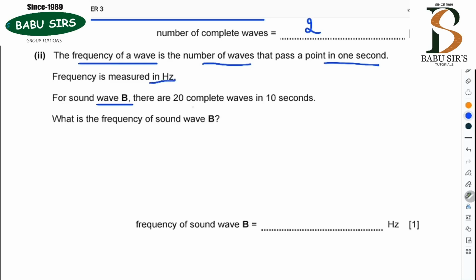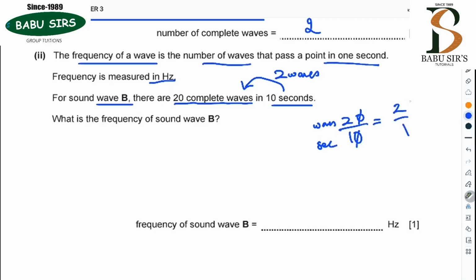For sound wave B, there are 20 waves in 10 seconds. So if there are 20 waves in 10 seconds, in 1 second there will be 2 waves. You can take 20 upon 10. So 20 is the waves and 10 is the seconds. If you cancel this, there will be 2 upon 1. So 2 waves per 1 second. So what is the frequency? Frequency is the number of waves per second. So here you can write 2 waves per second.